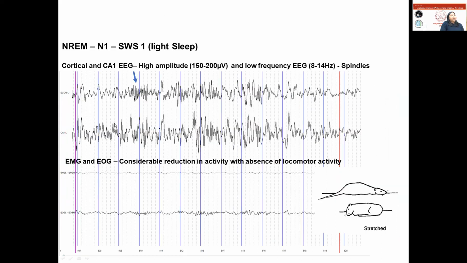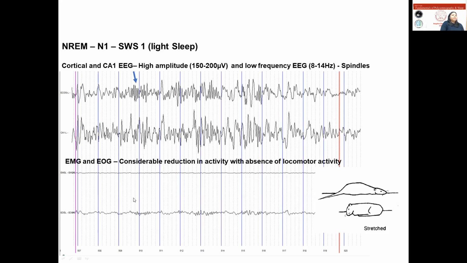Non-REM sleep in rats is further divided into S1 and S2 stages. The S1 stage is primarily detected with the help of spindles present in the epoch, and it also shows high amplitude and low frequency EEG. Same with the depth electrode or in hippocampus. In EMG and EOG, we see considerable reduction in activity in the absence of locomotor activity.